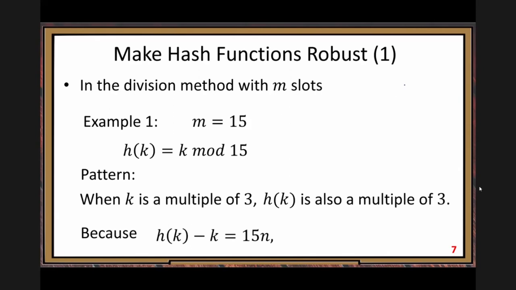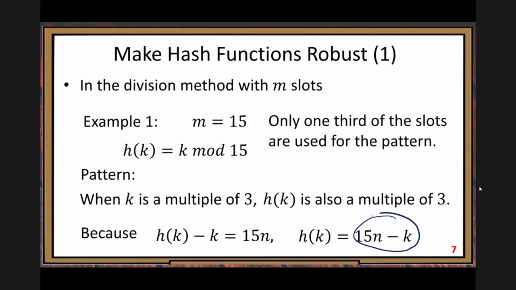Because here, based on our modular operation, h of k minus k must be a multiple of 15. Yes, modular, because the quotient number times 15 plus the remainder equals the original k. So h of k equals 15n minus k, but k is a multiple of 3. So this number is a multiple of 3.